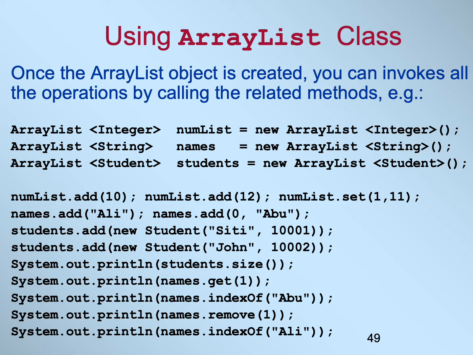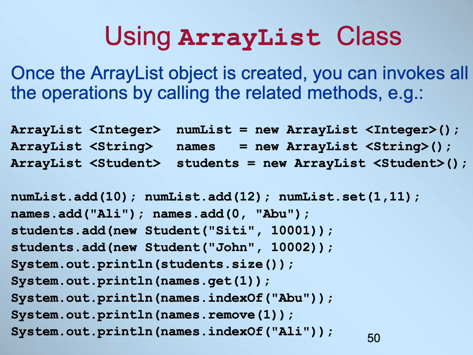Using the ArrayList class, once the ArrayList object is created, you can invoke all the operations by calling the related methods. For example, we have created an ArrayList of type Integer called numList. So we have written ArrayList<Integer> numList = new ArrayList<Integer>. So we can use the add method to add some value to our ArrayList. For example, we can write numList.add(10). So that will add the value 10 at index number 0.